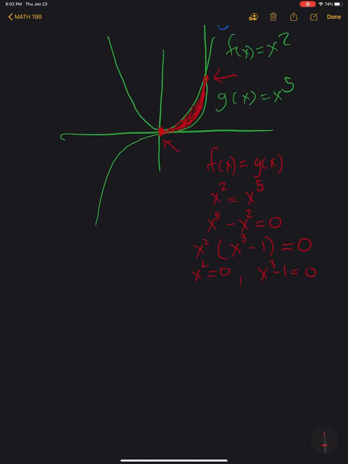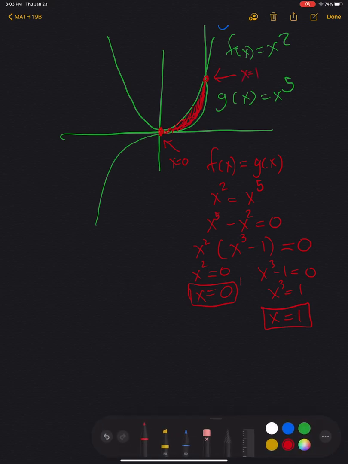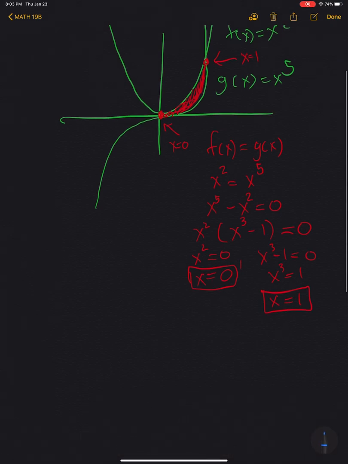From the first equation, we get that x equals 0. That's our first intersection point. And then from the second equation, we get x cubed equals 1, and taking the cube root, that gives me x equals 1. Remember that we don't have plus or minus in this case because that happens only if the power is an even number. In this case, it's an odd number, so I only have one solution. In other words, the two intersection points that we're looking for are x equals 0 and x equals 1.